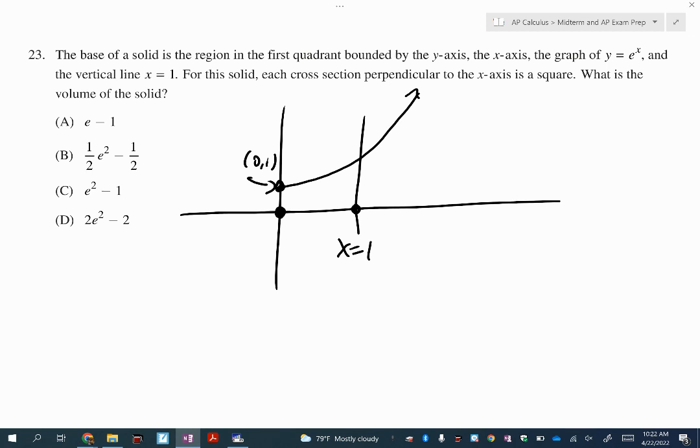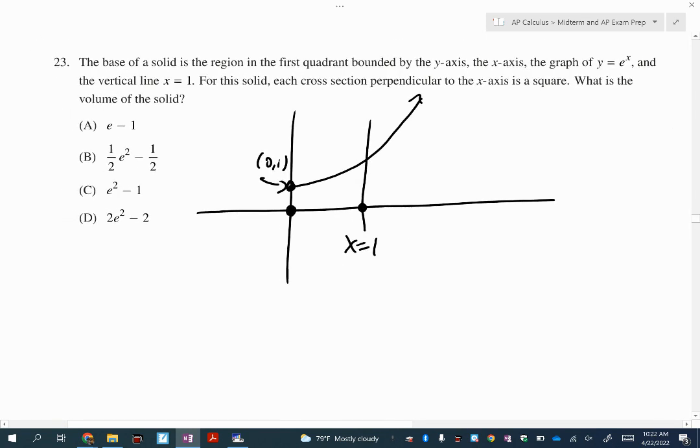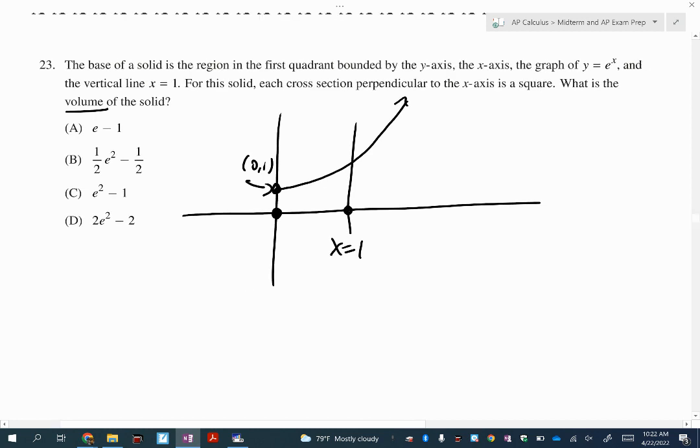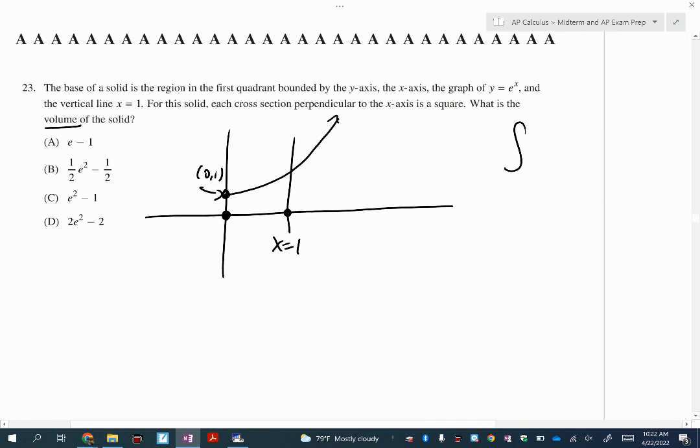When you look at this, hopefully you see that we're going to find the volume of a solid. The way I taught you to do this was you take the integral of the area of the function, because going backwards from the area gives you the volume. Does anyone know what my limits of integration are going to be? 0 to 1. Nice.